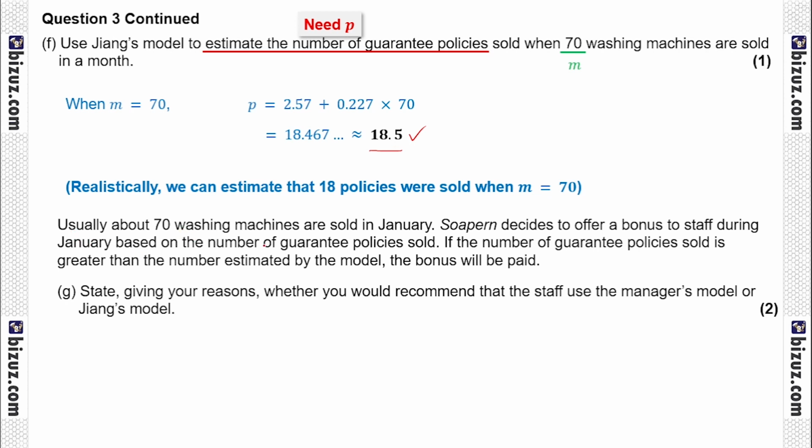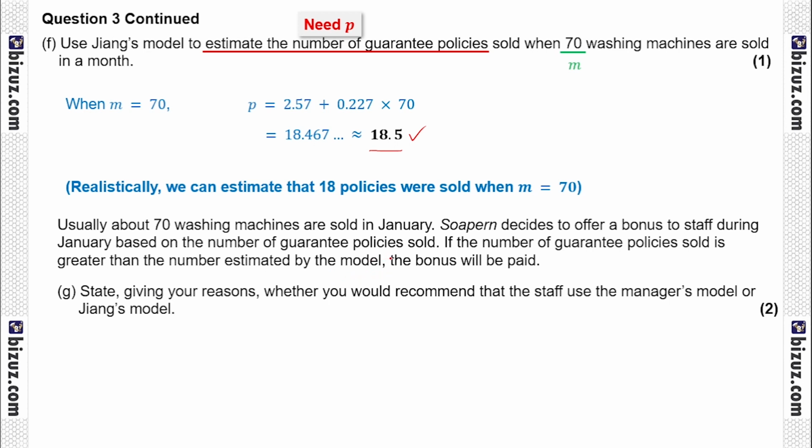Usually about 70 washing machines are sold in January. Sopern decides to offer a bonus to staff during January based on the number of guarantee policies sold. If the number of guarantee policies sold is greater than the number estimated by the model, the bonus will be paid. Now, we should note the fact that they said "by the model."